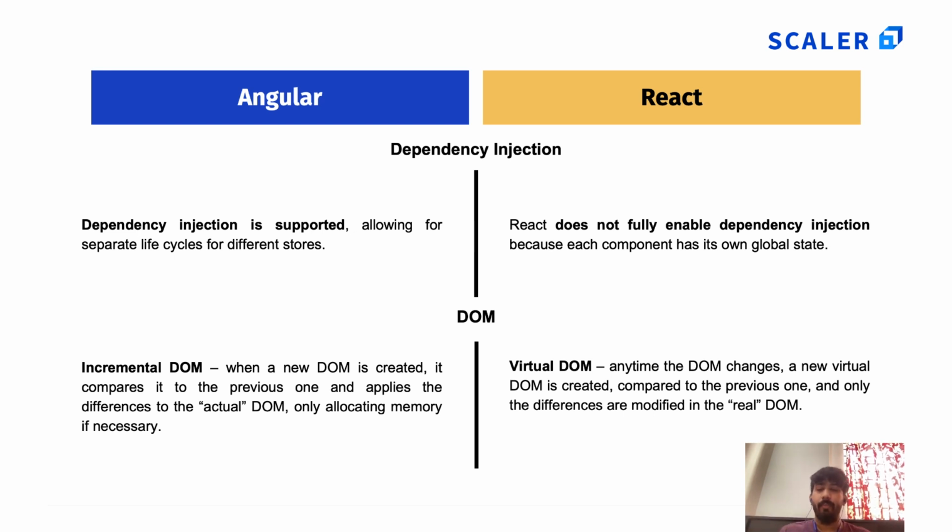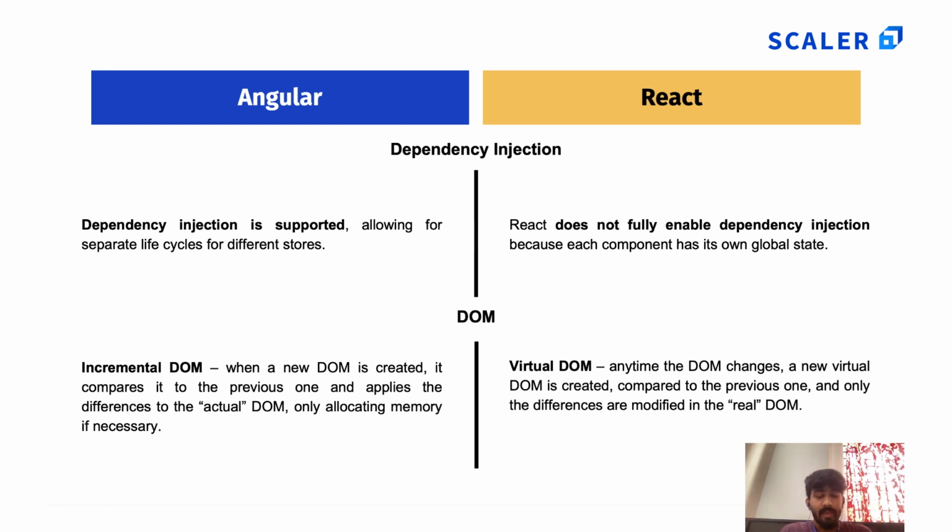Coming to the final part which we are comparing, which is DOM. Incremental DOM is in Angular, virtual DOM is in React. With incremental DOM, when a new data object model is created, it compares it to the previous one and applies the differences to the actual DOM, only allocating memory if necessary. For example, when you create a new data object model, it compares itself with the previous one and checks what exactly is new, and it only allocates memory for the new part which has been included, and that's it.